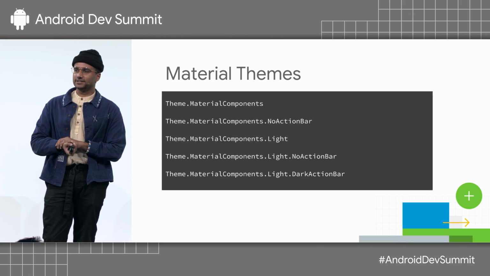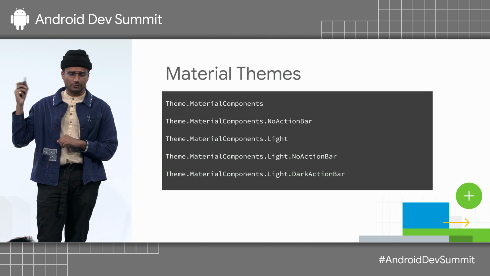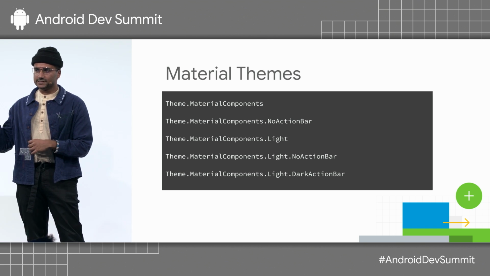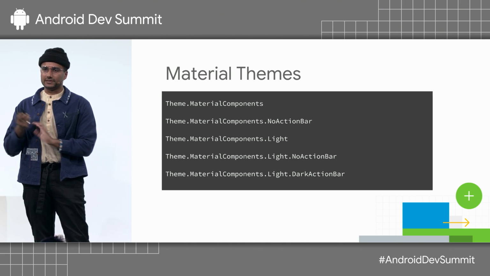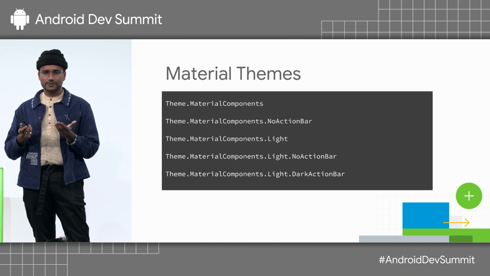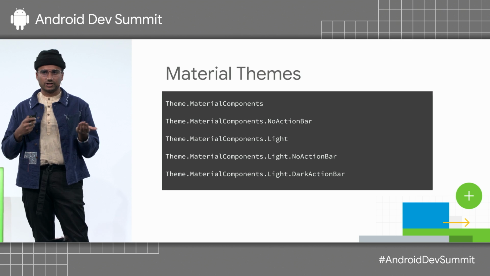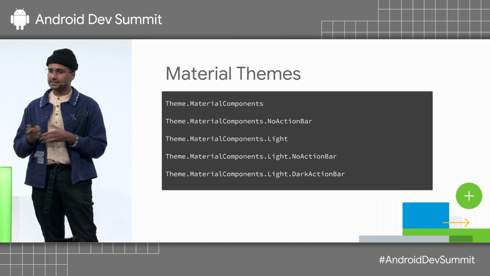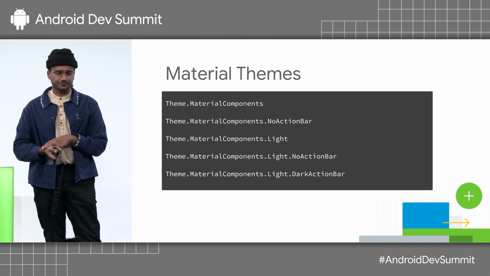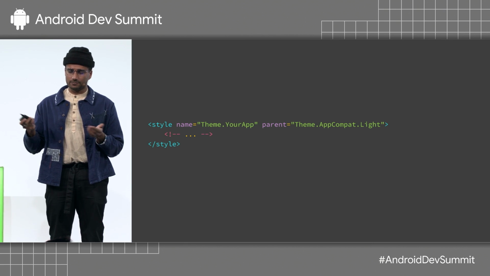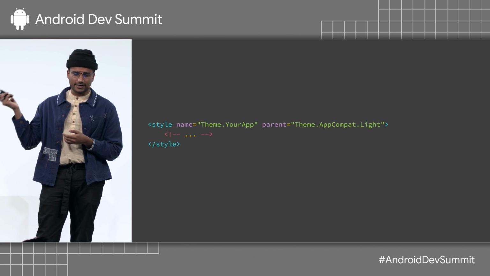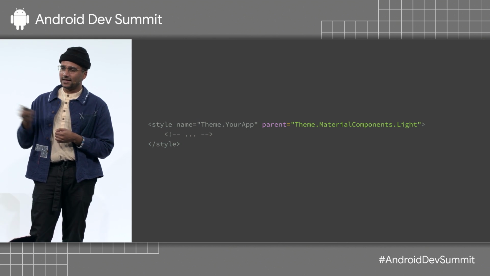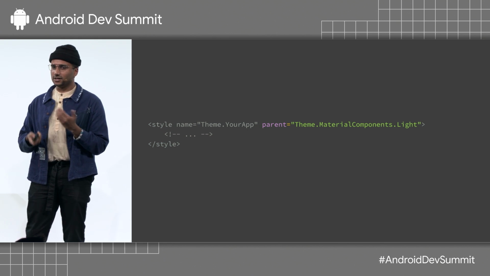And then the next thing you'll need to do is use our material themes. So we provide this set of themes that corresponds to the existing AppCompat themes. And these themes provide you with a range of attributes that help you do some of the shape, color, type theming that we're going to be talking about, as well as a set of default styles that you can use across all of our components. So for example, if your theme extends from AppCompat Light, all you need to do is switch over to Theme.MaterialComponents.Light, and you should have all of our attributes as well as all of our component styles.